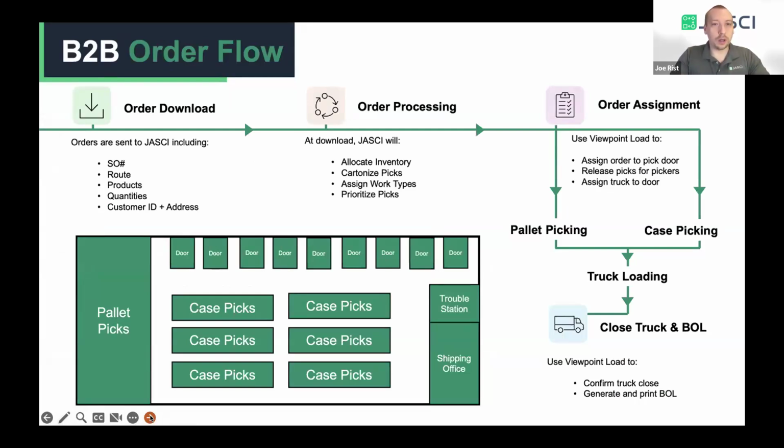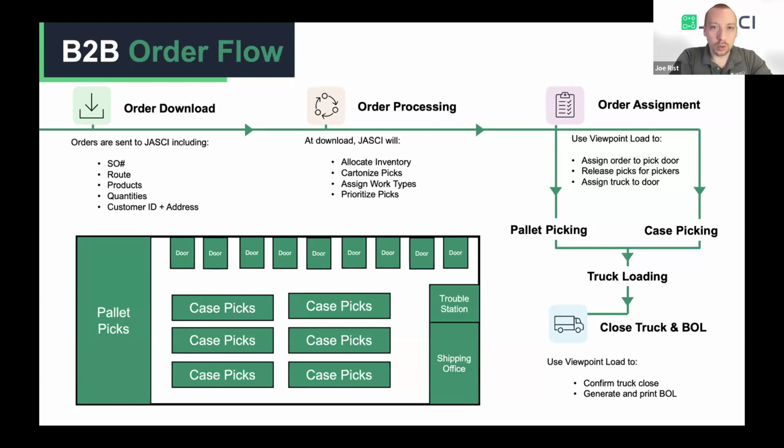All right, so here we have our B2B order flow, and basically it's a description of what the process looks like as orders come into JASCI. We've done this for e-commerce as well. So if you're in e-commerce or if you're omni-channel, those processes we covered last week. And then we've also had another session on order management as orders come into JASCI. We talk about the different work types, prioritization, allocation, all of that. We're going to go over that real quickly here.